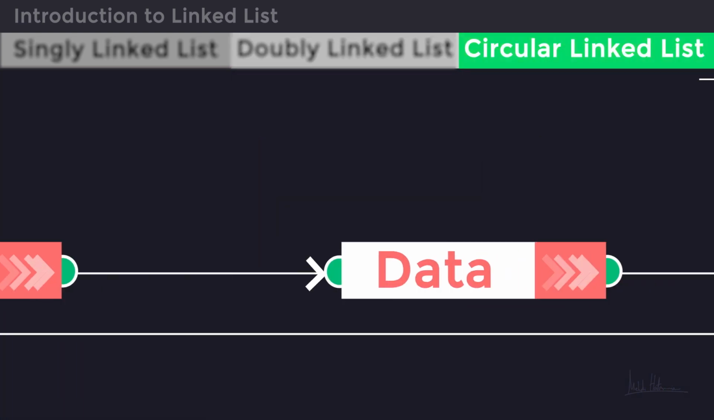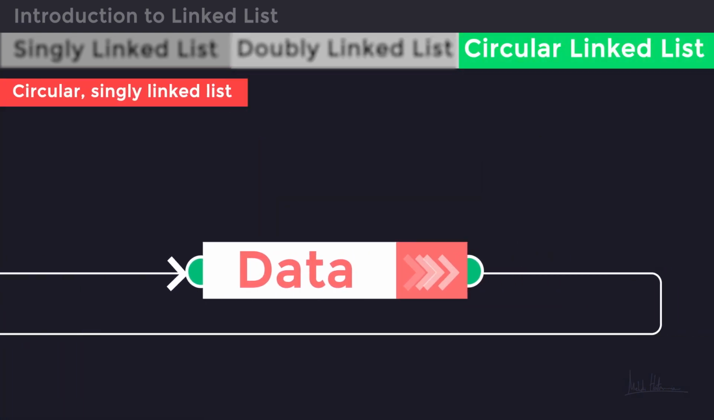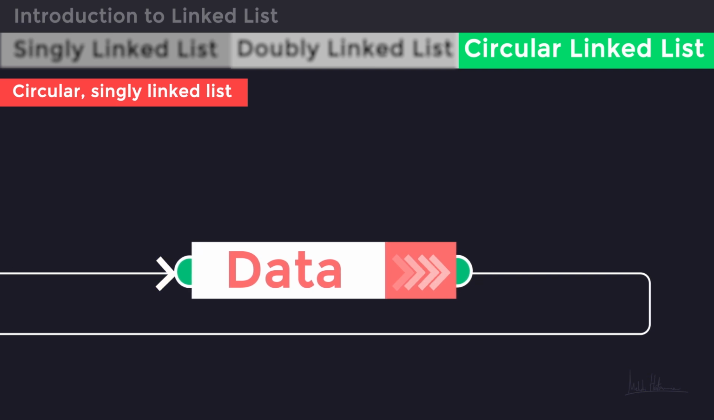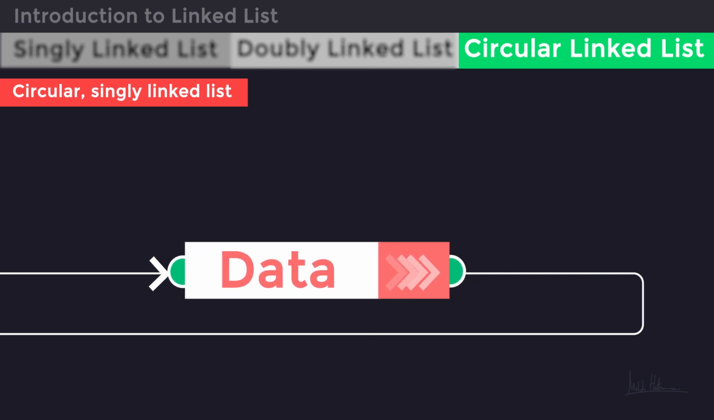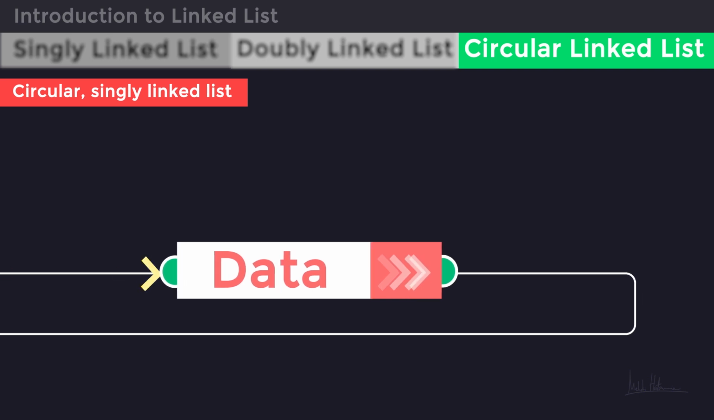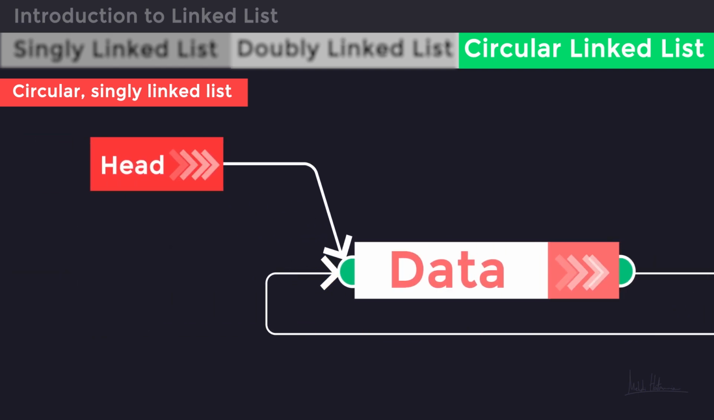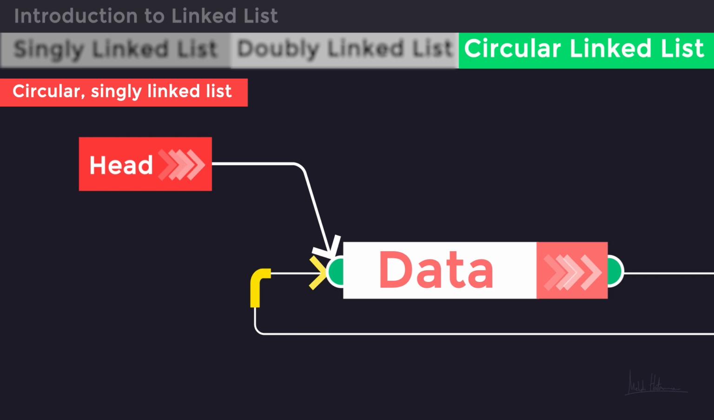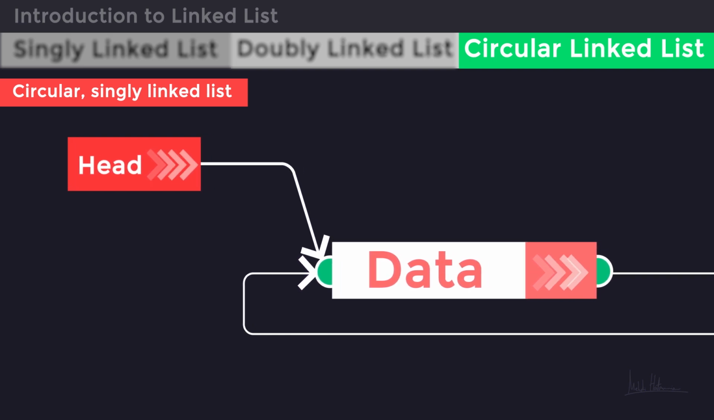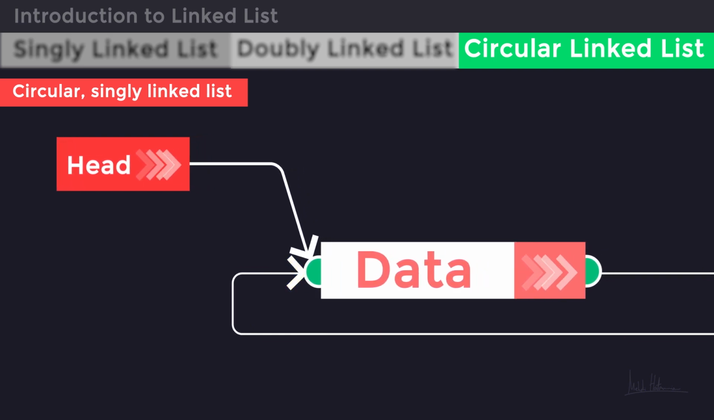And the next type is called circular linked list, which can be either singly linked or doubly linked. The big difference is that there is no null in this structure. The pointer of the last node will indicate the first node instead of indicating the null. In a nutshell, we can say that there is a link between the last item and the first item.